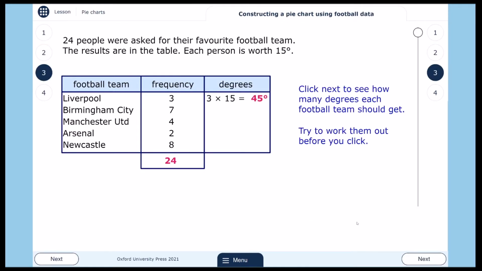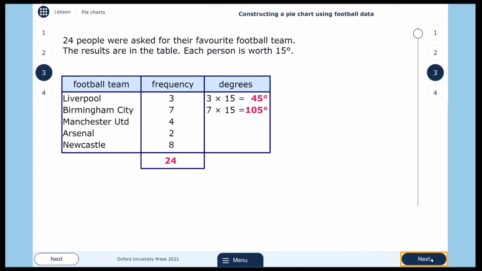So for Birmingham, I need to do 7 times 15, which is 105 degrees. For Manchester United, 4 times 15 is 60. For Arsenal, 2 times 15 would be 30 degrees. And for Newcastle, 8 times 15 is 120 degrees.